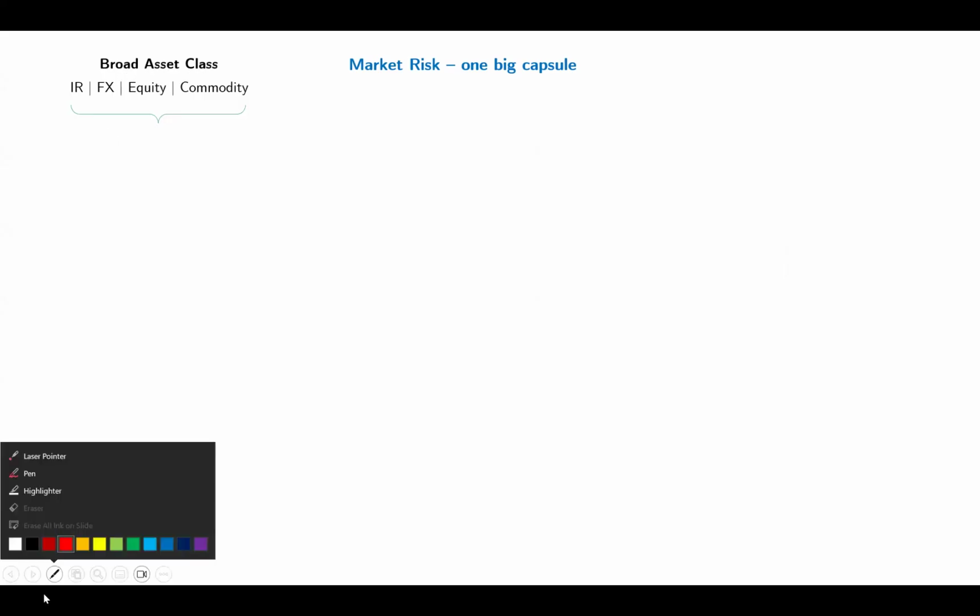All right. Okay. So in market risk, at a very high level, we have broad asset classes. I think the name is self-explanatory. Within the broad asset classes, these are some of the asset classes that we have: interest rate, FX, equity, commodity. You can have more granular asset classes as well, but let's keep it at this level.